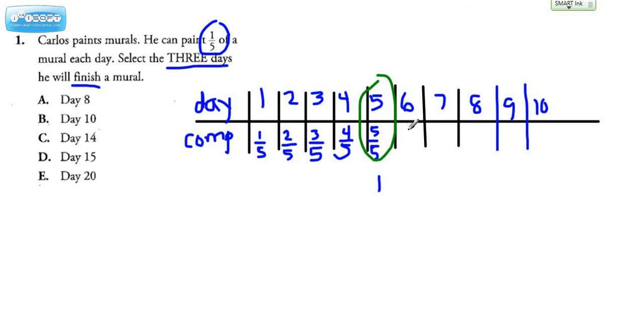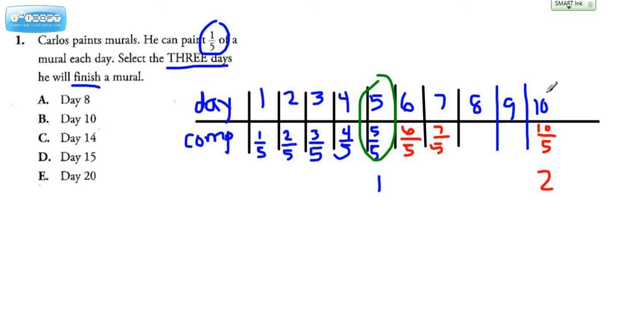If we keep this going, this would be 6/5 of a mural, 7/5, 8/5, 9/5, 10/5. So 10/5, that would be 2 completed murals, right? 2 completed murals. 2 that are done. So on day 5 we have 1 of them completed. On day 10 we would have 2 murals finished.